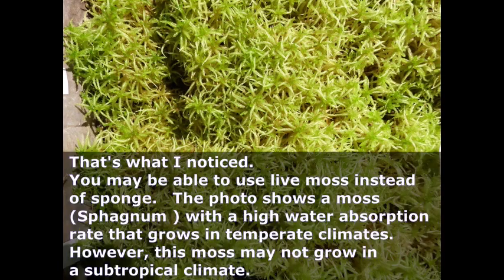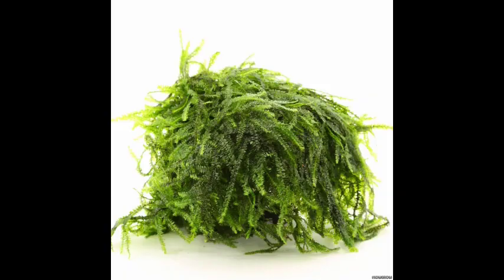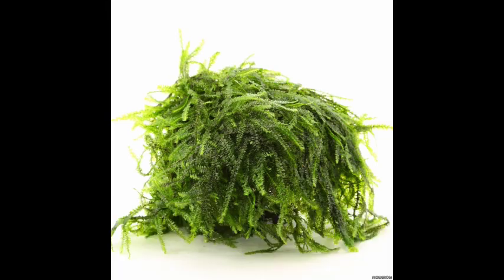That's what I noticed. You may be able to use live moss instead of sponge. The photo shows a moss, sphagnum, with a high water absorption rate that grows in temperate climates. However, this moss may not grow in a subtropical climate. So I guess that Pilotrichaceae sp, which grows in the subtropical zone, might be useful.